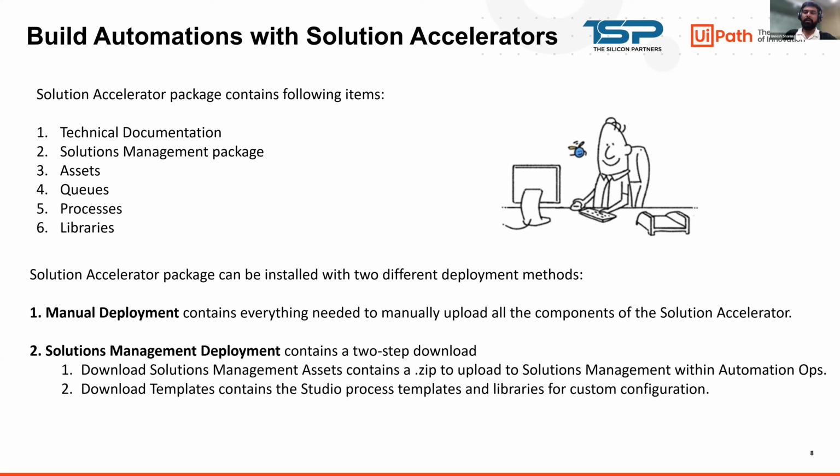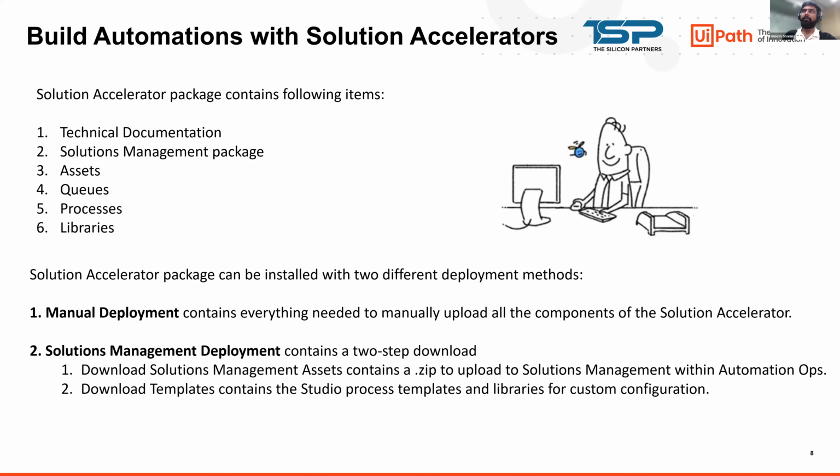So there are two ways to deploy the solution accelerator in your organization to the Orchestrator. One of them is using Solutions Management. And Solutions Management is the latest offering from UiPath, which is available under Automation Ops. And the deployment of processes across organizations has become very easy using the Solutions Management feature. And we had a session around Solutions Management a while ago. You can find the session on the history of the Delhi NCR chapter as well.